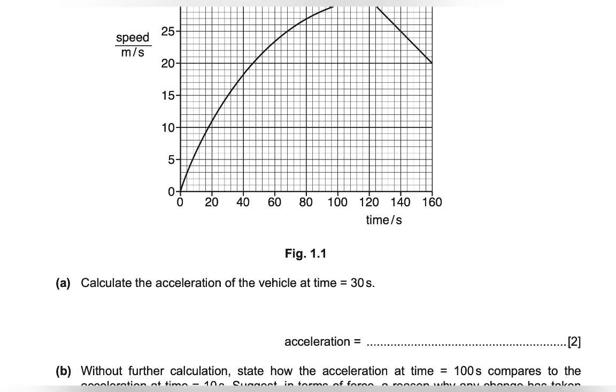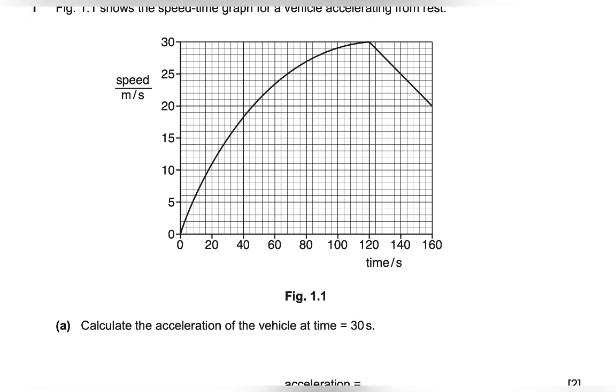Between 120 and 160, you can see it is a trapezium. We can break this trapezium into two shapes, a rectangle and a triangle. To find the distance traveled from here to here, we have to calculate the area under this graph.